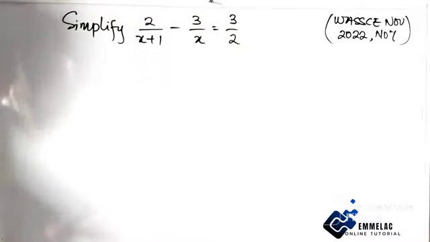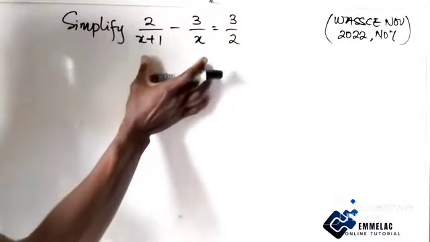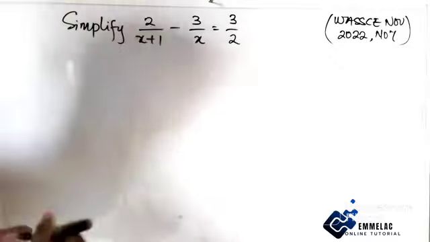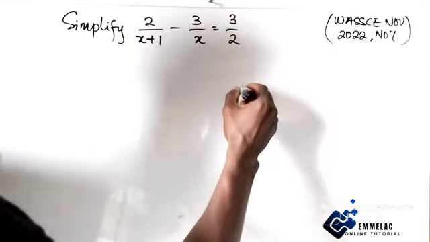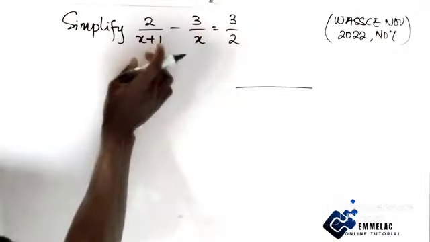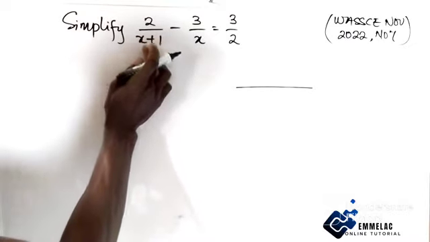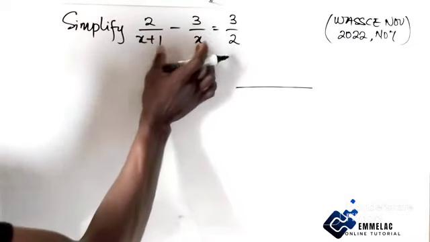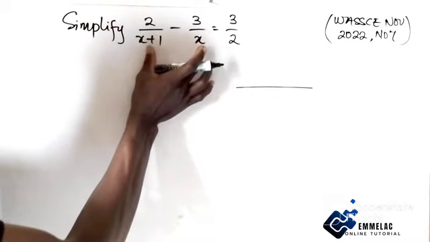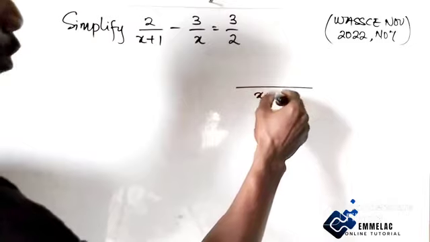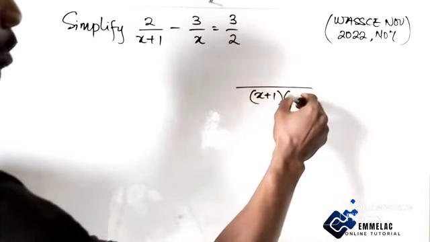Just very simple. What we need to do is to take a look at the left hand side of the expression. Now we find the LCM of the denominators, and here we have x plus 1 and x. So the denominator of these two is the product of the two of them. So here we have x plus 1 into x.